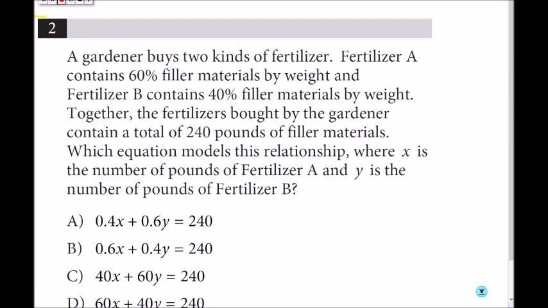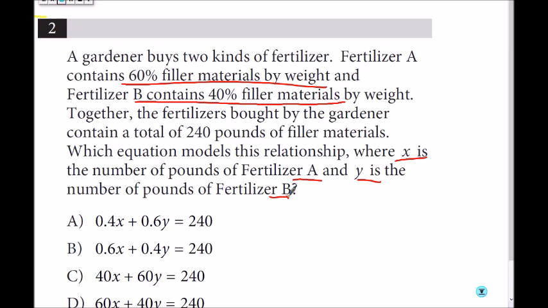Number 2, a gardener buys 2 kinds of fertilizer. Fertilizer A contains 60% filler material by weight, and B contains 40% filler material by weight. Together, the fertilizer bought by the gardener contains a total of 24 pounds of filler material. Which equation models this relationship, where X is the number of pounds for A and Y is for B?